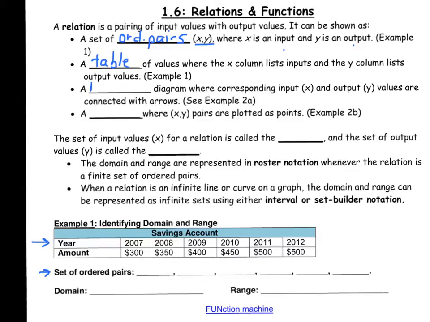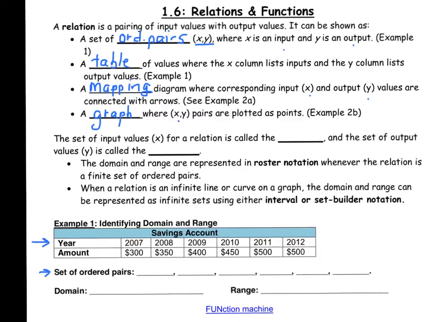You might have a mapping diagram, and that points arrows between the x and the y values. It looks like the thing in example 2a if you look down on your paper. And the last way we represent relations would be with a graph. That's when we plot the x and y pairs on a graph like in 2b.